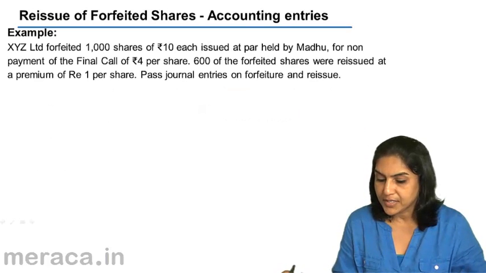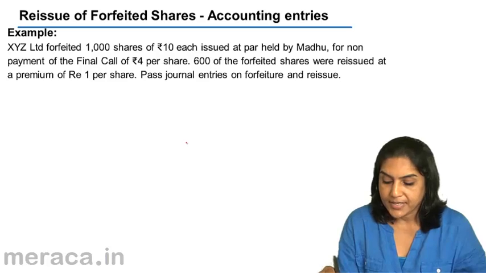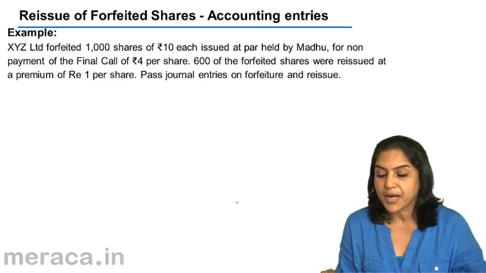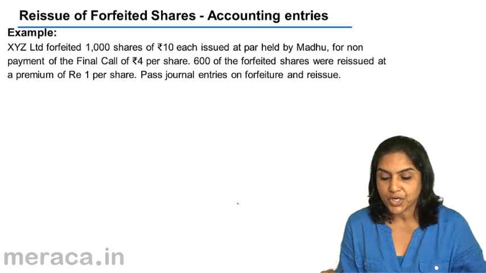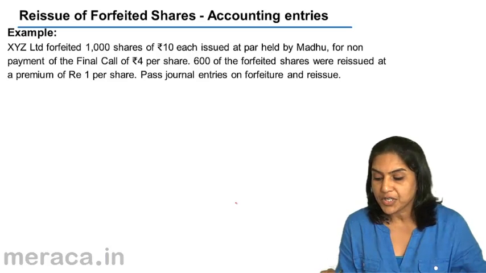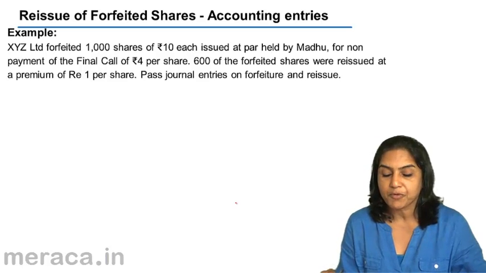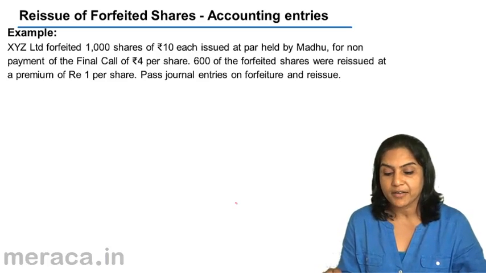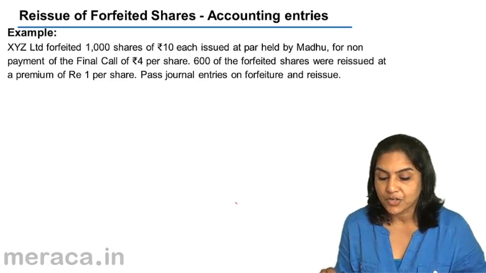We can consider one example. X Limited forfeited 1000 shares of Rs 10 each issued at par held by Madhu for non-payment of the final call of Rs 4 per share. 600 of the forfeited shares were reissued at a premium of Rs 1 per share. Pass journal entries on forfeiture and reissue. What is the entry for forfeiture?